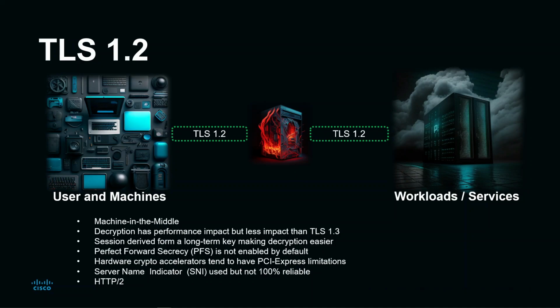The other thing that we can do in TLS 1.2 is that we can look at the server name indicator, which will give us an idea of where you're going on the internet, and therefore we can make decisions on whether or not we're going to allow that connection. SNI, or server name indicator, is not reliable and can be easily spoofed, but it is a mechanism that we can use. And again, TLS 1.2 falls in line with HTTP version 2.